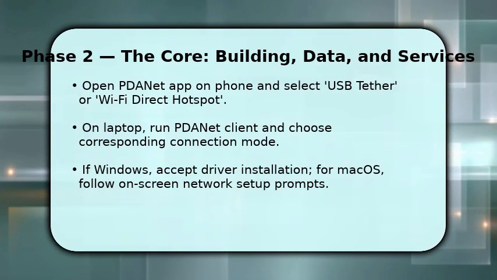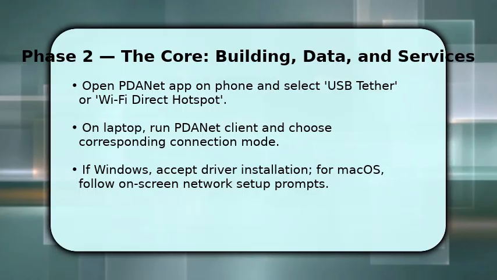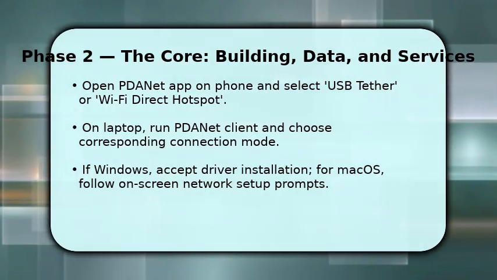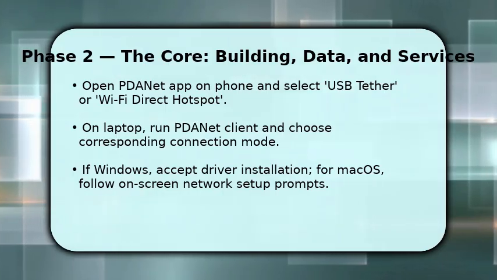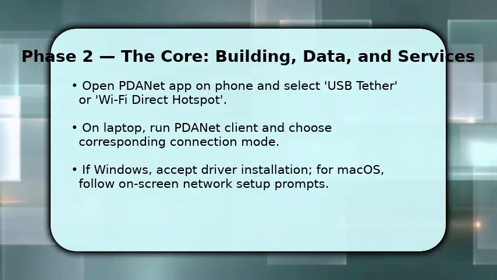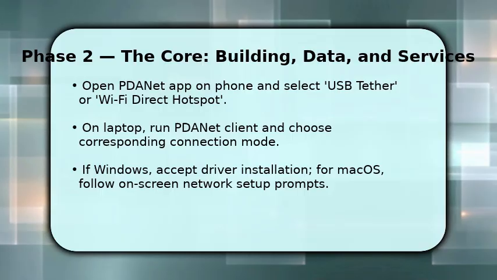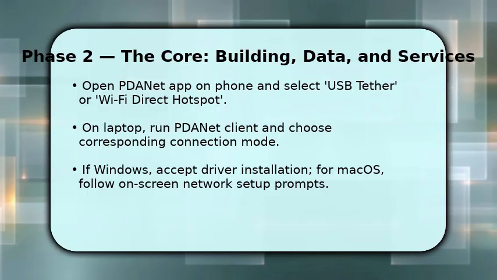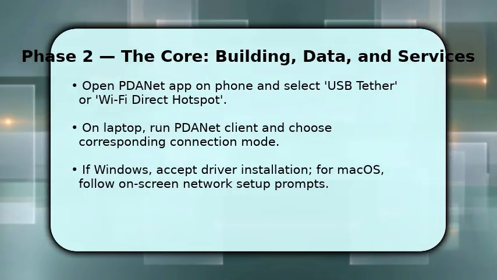On the phone, choose USB tether or Wi-Fi Direct hotspot, and on the laptop, open the PdaNet client and match that mode. If you chose USB, watch for driver installations, and accept them so the network adapter appears. If using Wi-Fi Direct, pair the devices through the app and laptop Wi-Fi settings. Once connected, PdaNet creates a virtual network adapter. Validate by checking the laptop's network icon and verifying a local IP.